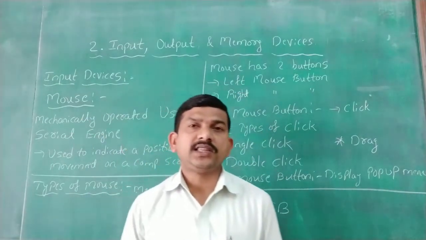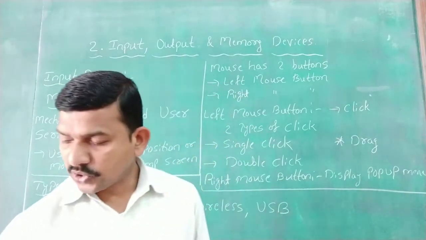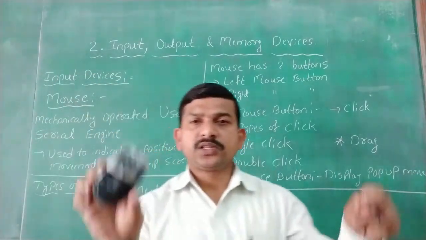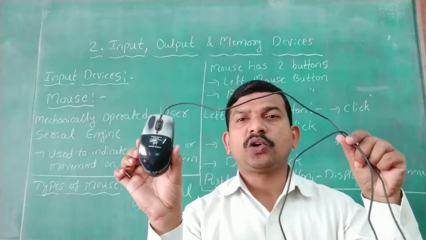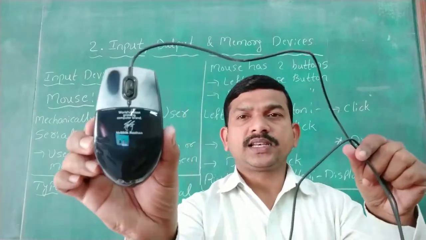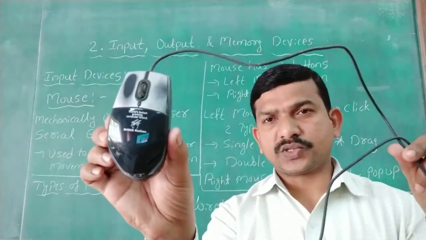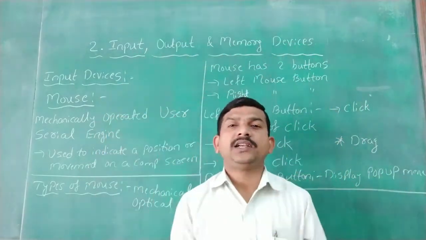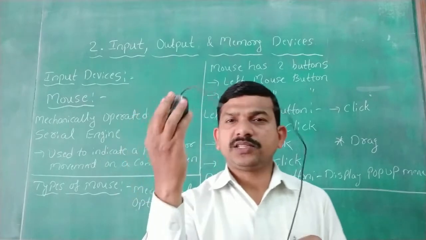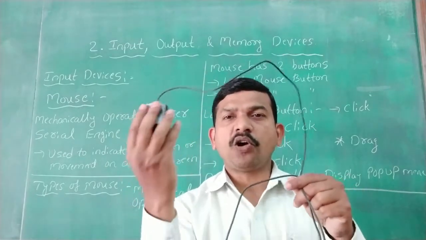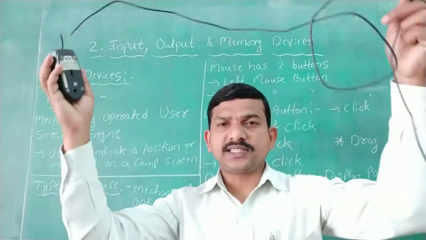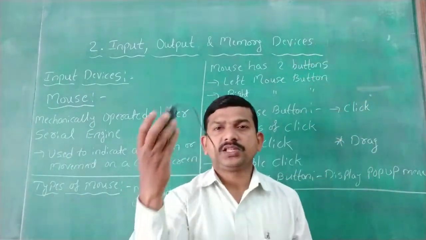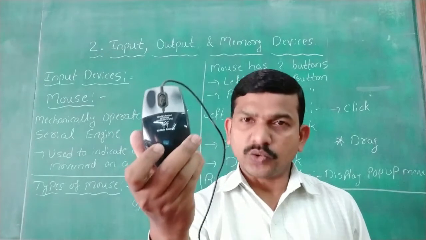Has anybody seen the mouse? I will show it. I think it's common nowadays; you can see it everywhere. So see here, this is normally called a mouse. Is it clear? The mouse is one small handheld device, meaning you can hold it in your hand. It's a small device. It contains a cable, and we connect it to the computer system. So this is one mouse.